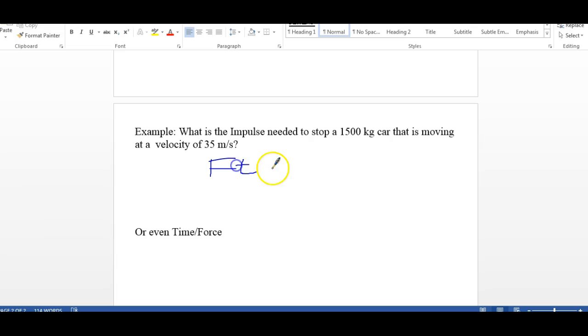Ft equals delta P, or the change in momentum. Okay, so then we're going to figure this out together. We're not going to know the force or the time, but we're going to know what they would be if we multiply them together. And we'll look at how to separate these in a minute.